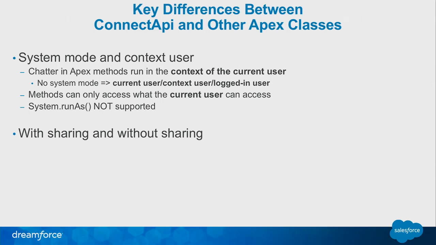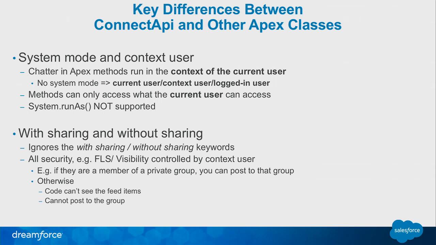In the same way, therefore, there's no "with sharing" or "without sharing." So you can't say, ignore the sharing rules and I'll just write to a private Chatter group. All the security and visibility that you typically use is based on the current user, and when that executes, it's going to be: does the user have access to that private group? No? Then you can't do anything with it. And that, I think, is a key first point to take away: it's all about the current context user.